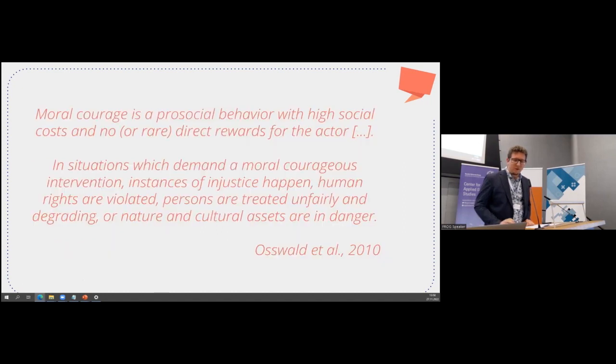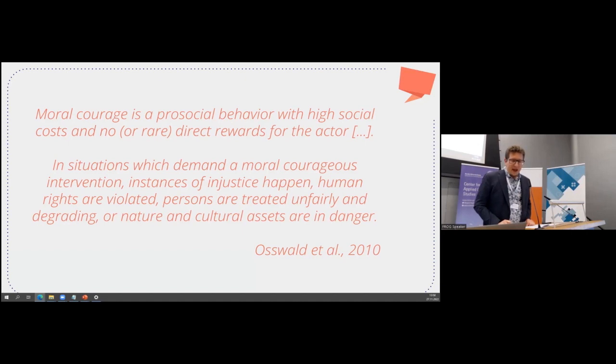And I'd like to start with a short definition first, because that's what we researchers like to do. It is a definition by Oswald et al. from 2010, and it basically sums up what moral courage is about. It is a pro-social behavior with high social costs and no or rare direct rewards for the actor. So the actor would be you as a person who comes to such a situation like we've seen in the previous slide.